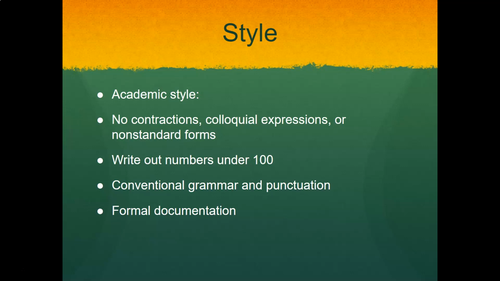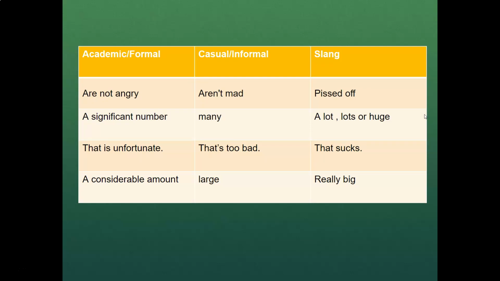Those are colloquial expressions. We want to avoid using those in our writing because we are reaching out to a general audience and we don't want to exclude anyone who might not be familiar with a particular colloquial expression from a geographic region that person may not be familiar with. We want to write out numbers under 100, use conventional grammar and punctuation, and formal documentation. For our course, that is MLA format. Here are some examples of academic, formal, casual, informal, and slang.